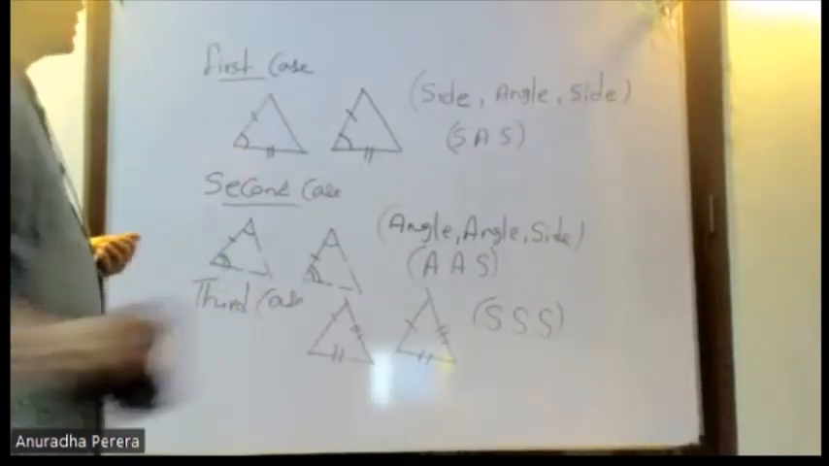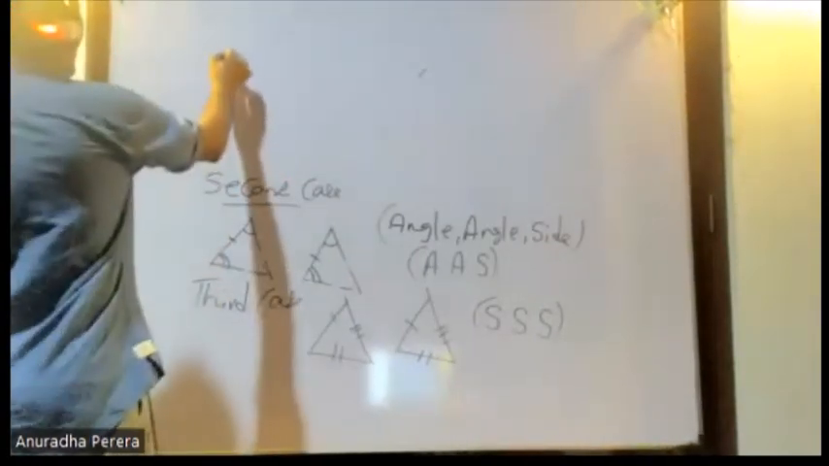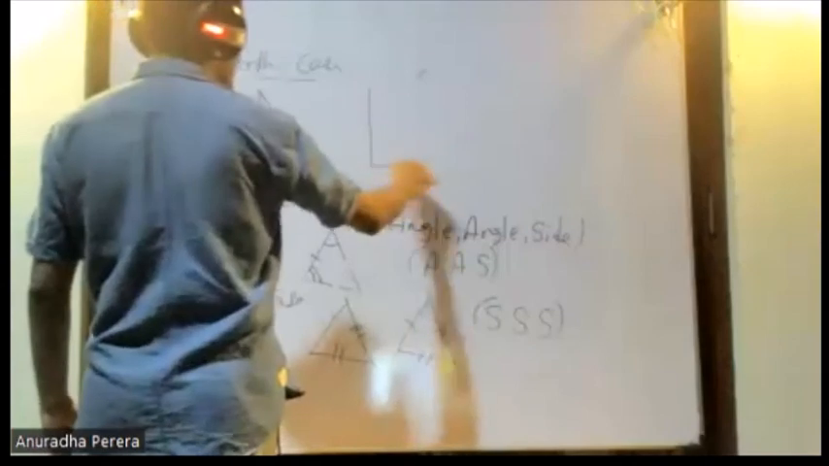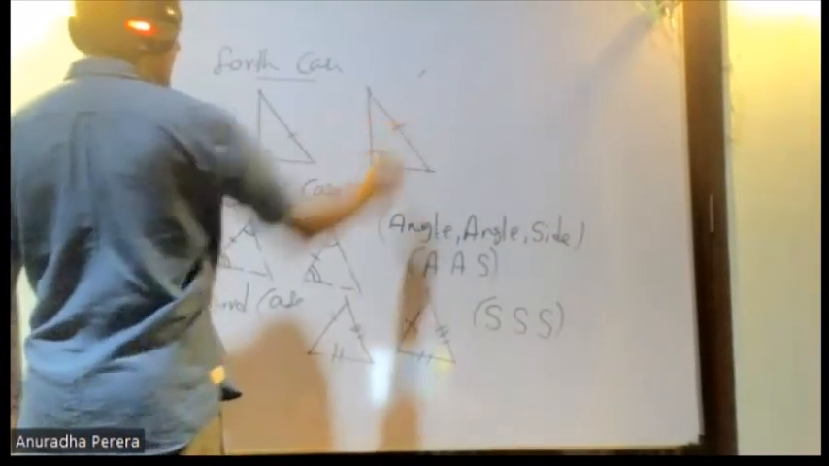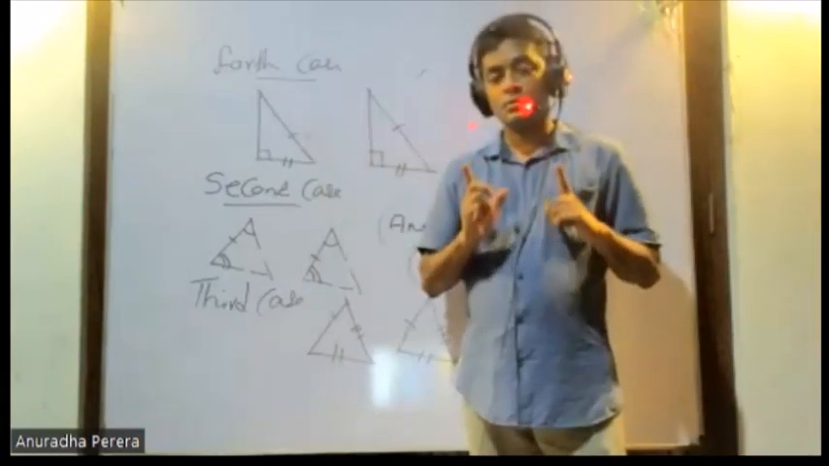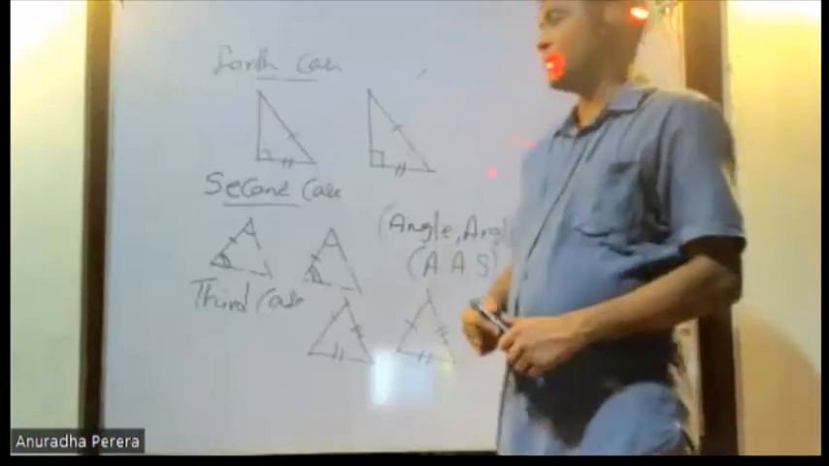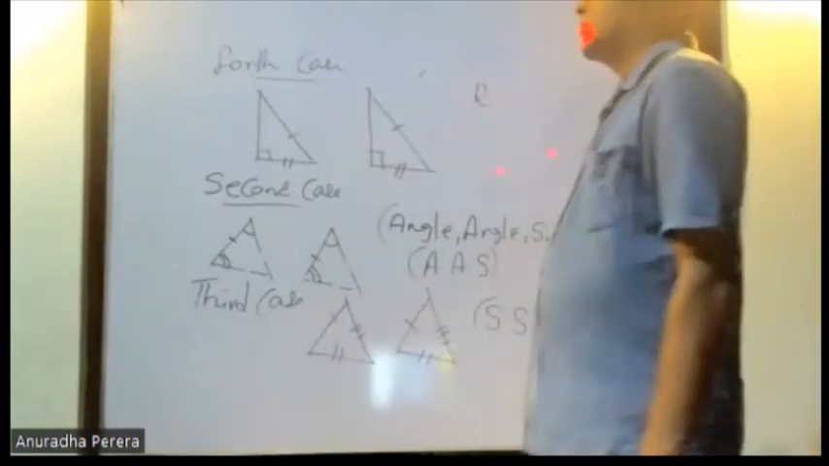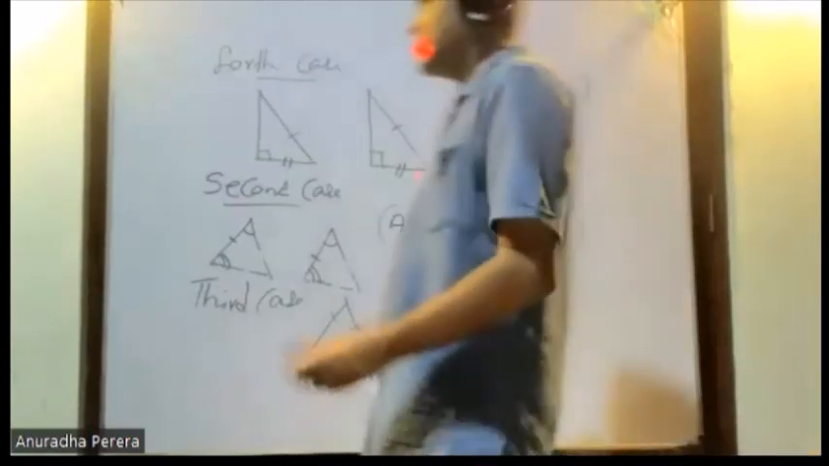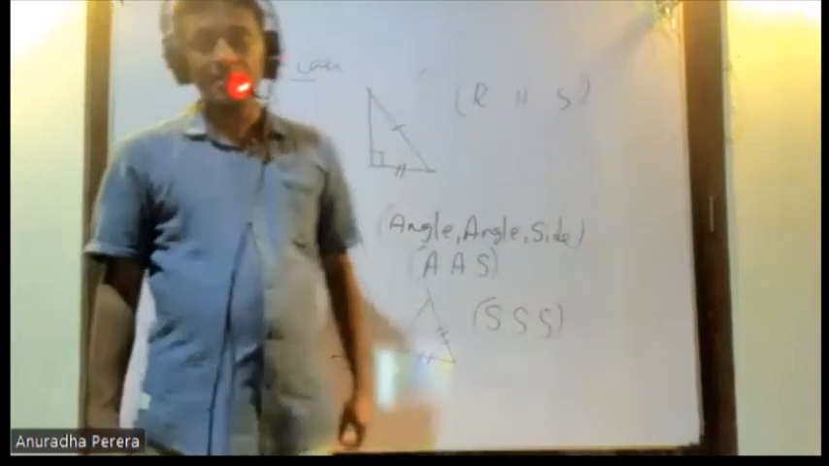The fourth case: two right angle triangles, where the hypotenuse is equal and another side is equal. Definitely right angle triangles. The hypotenuses are equal and another side is equal. We call this RHS: right angle triangle, hypotenuse, side. There are three conditions: they must be right angle triangles, the hypotenuses must be equal, and one other pair of sides must be equal.